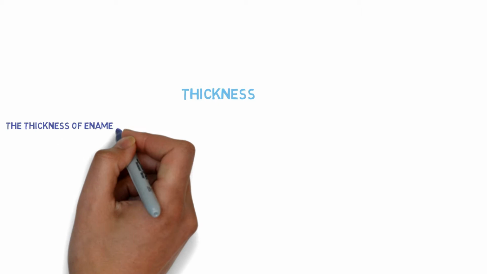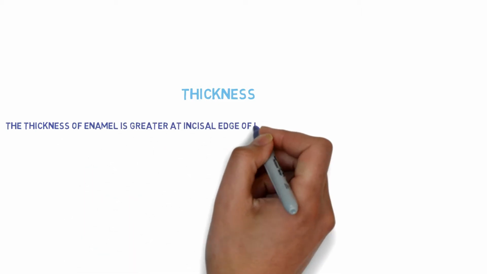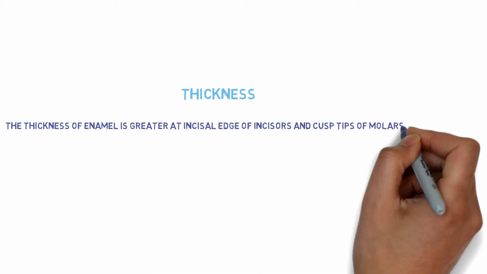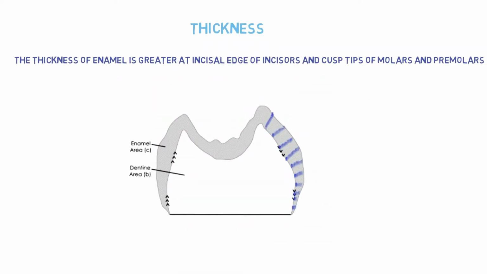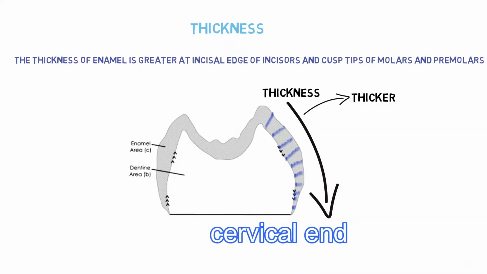Thickness. The thickness of enamel is greater at the incisal edge of incisors and the cusp tips of molars and premolars. The thickness of enamel decreases from the cusp tips to the cervical end as it gets narrower.